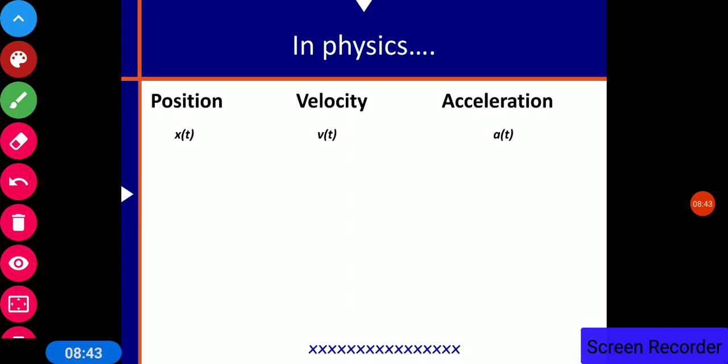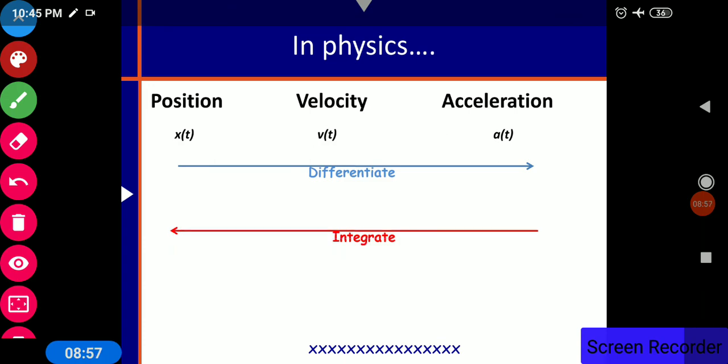So now in physics, what is this? Suppose this is position, velocity, acceleration. Differentiating position, you will get velocity. Differentiating velocity, you will get acceleration. Integrating acceleration, you will get velocity, and integrating velocity, you will get position. So in physics we use differentiation as well as integration, and basically the two main formulas for differentiation and one for integration are used throughout physics.